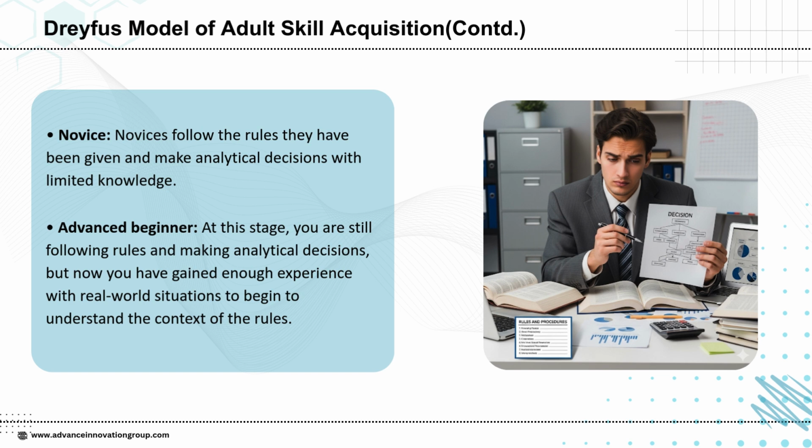The second stage is the advanced beginner stage. Learners are still following rules and making analytical decisions, but they now have some practical experience. This exposure allows them to start recognizing patterns and understanding the context behind the rules. In other words, they begin to see why the rules exist and how they apply in different real-world situations. Although they are still dependent on guidance, they are gradually becoming more independent in applying their skills.